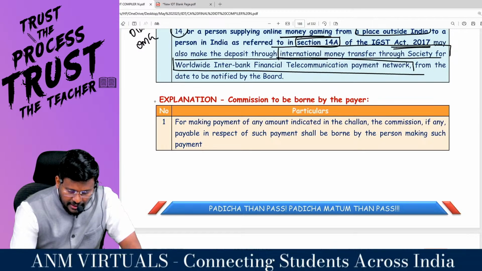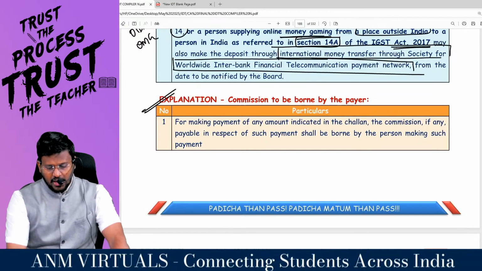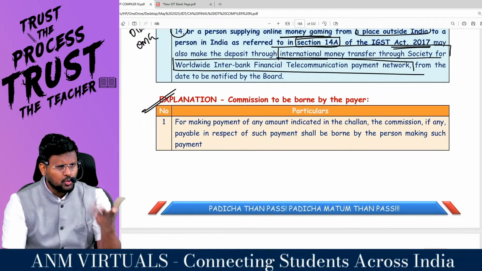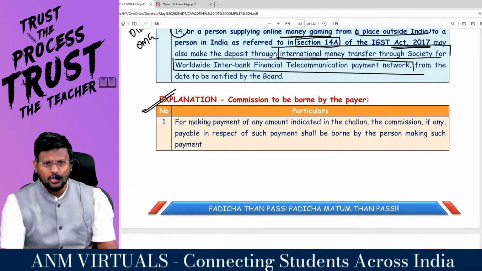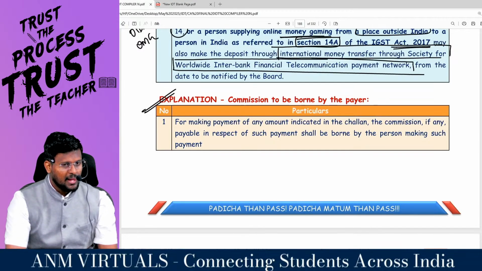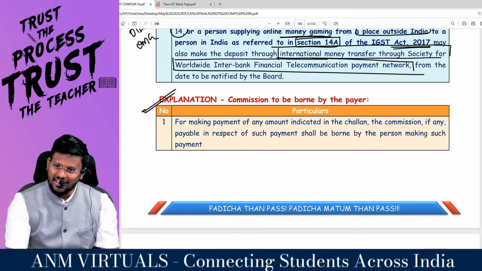Alright, sir? The explanation they are having: commission to be borne by the payer. When you are making payment through all these electronic modes, sometimes the bank will charge 5 rupees commission. Right, sir? That government will not bear. That you have to bear.